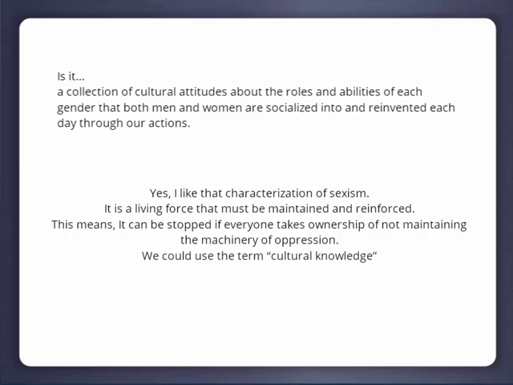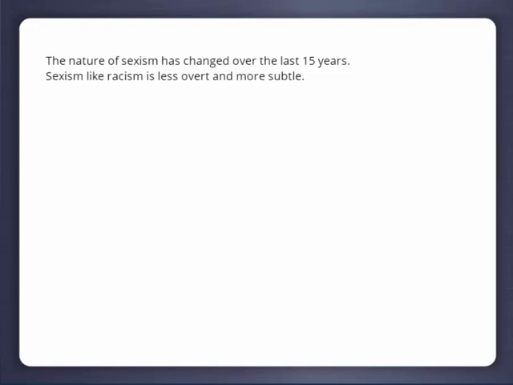We could use the term cultural knowledge to capture one aspect of this machinery. Cultural knowledge, then, is the sum total of ideas a culture holds about the roles of men and women. The nature of sexism has changed over the last 15 years. Sexism, like racism, is less overt and more subtle.